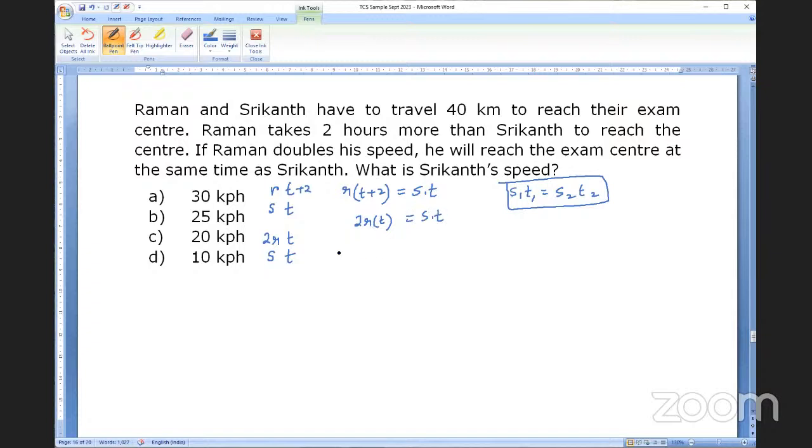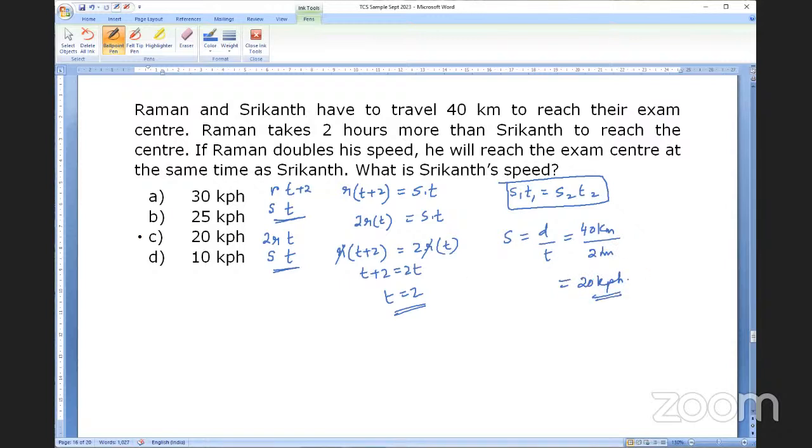Now we can equate this. R into T plus 2 equals 2R into T. R cancels out. So we have T plus 2 is 2T. That means T equals 2T minus T equals 2 hours. Srikant is initially taking 2 hours to travel the distance of 40 kilometers. So what is Srikant's speed? Speed is distance traveled divided by time taken. Distance is 40 kilometers, time is 2 hours. So Srikant's speed is 20 kilometers per hour. 40 by 2 is 20. Yes, that we have in option C.